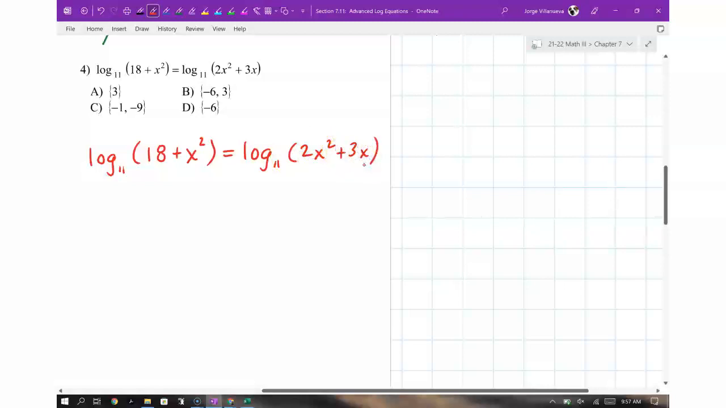Okay. Again, notice that they both have a log base 11, which means that the logs are the same. So that means that I can set the insides equal to each other, right? So 18 plus x squared equals 2x squared plus 3x.